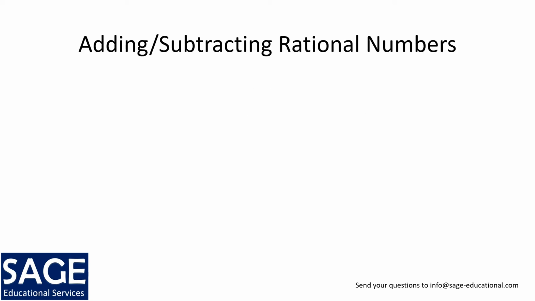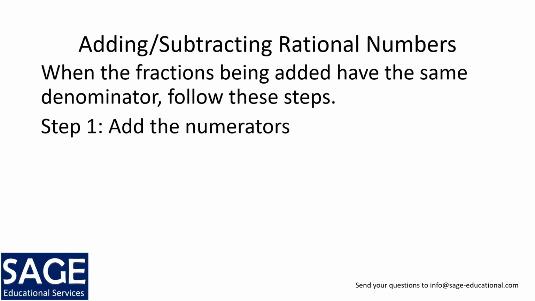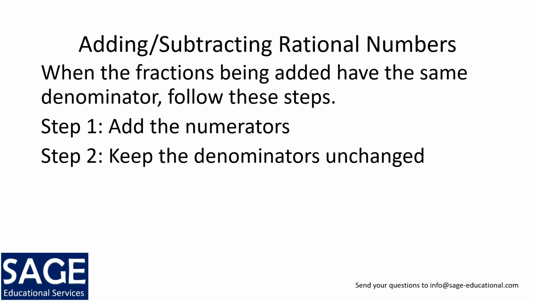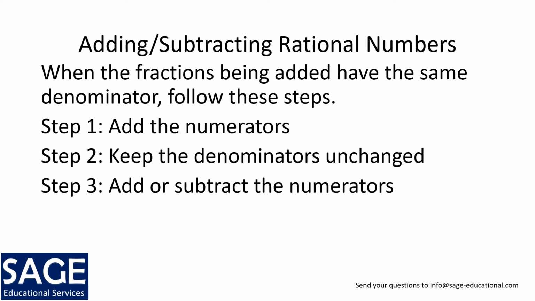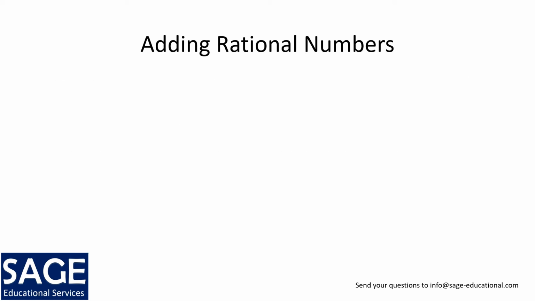So let's start with adding and subtracting fractions. If the fractions have the same denominator, follow these steps. First, keep the denominator unchanged, since both fractions have the same denominator, and then add or subtract the numerators and write the new fraction, reducing if necessary. So let's see how that is done.